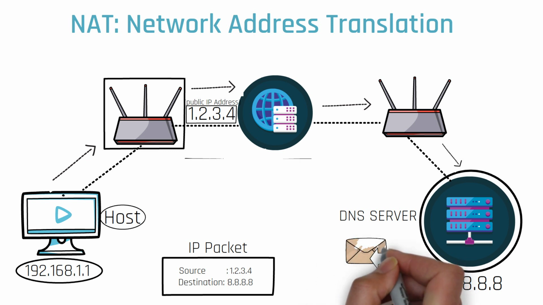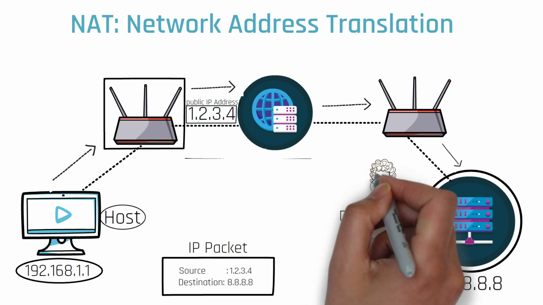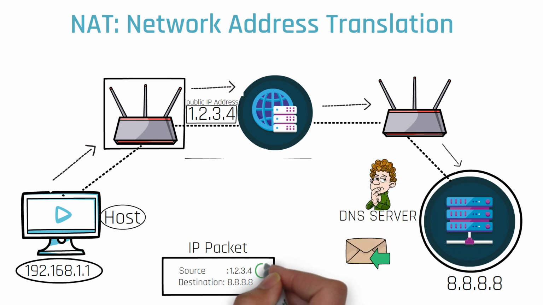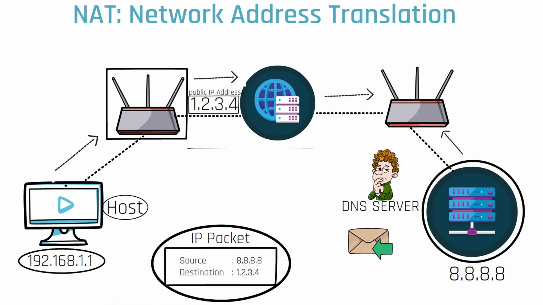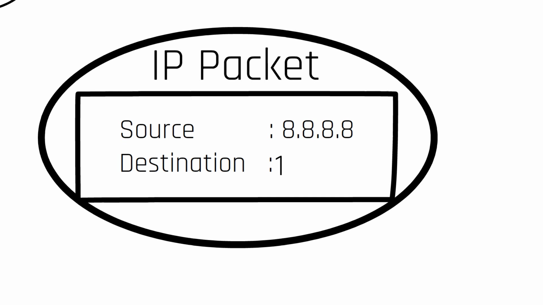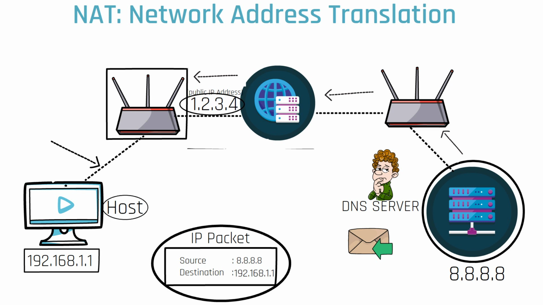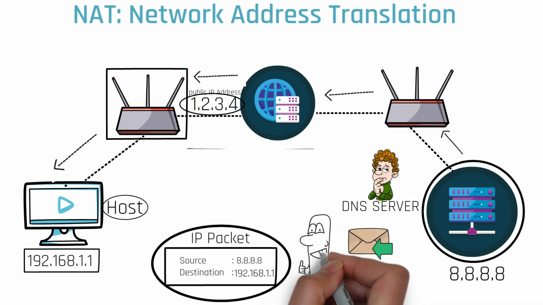Now the DNS server will want to reply to this IP packet. But now it thinks that it is talking to the public IP address, since that was the source. Now the server will send this packet to the router, and the router will forward it to the ISP, and then the ISP will forward it to the home router. Now this router will translate the public IP back to the private IP address that we have. So now the packet that is received will be changed, and it will look like this. And then again it will be forwarded to the host. And now everything is working fine.